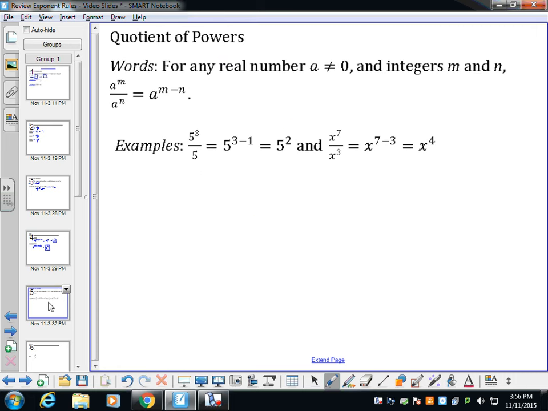Our next rule is quotient of powers. When I have the same bases and I'm dividing, all I do is keep the base the same, but I subtract my exponents. Okay? So the first one, 5 to the 3rd divided by 5 is really 5 to the 3 minus 1, which is 5 squared. The next one, x to the 7th divided by x to the 3rd, is really x to the 7 minus 3, which is x to the 4th.